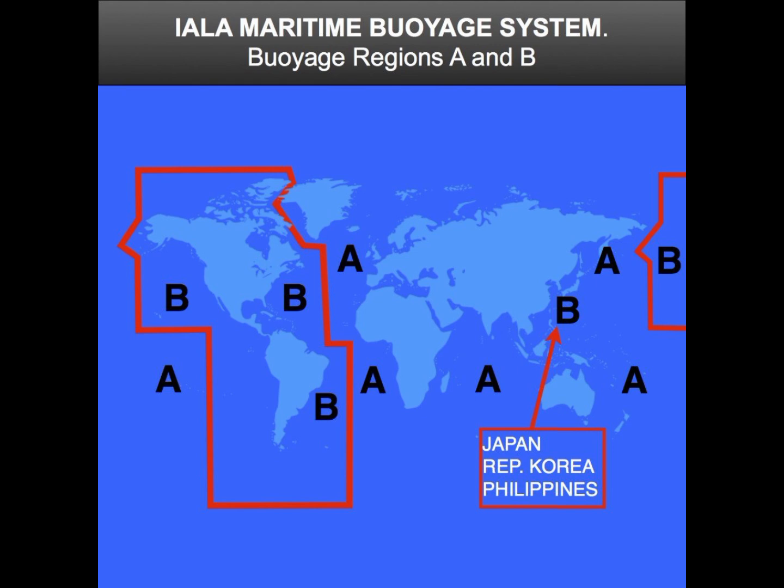Types of marks. Lateral marks indicate the edge of a channel and the port and starboard sides. Cardinal marks indicate the direction of safe water at a dangerous spot. Safe water marks indicate deep water and the open end of a channel. Special marks indicate a special area or feature such as a pipe outfall, speed restriction, or water-skiing area. Isolated danger marks indicate a hazard to shipping.